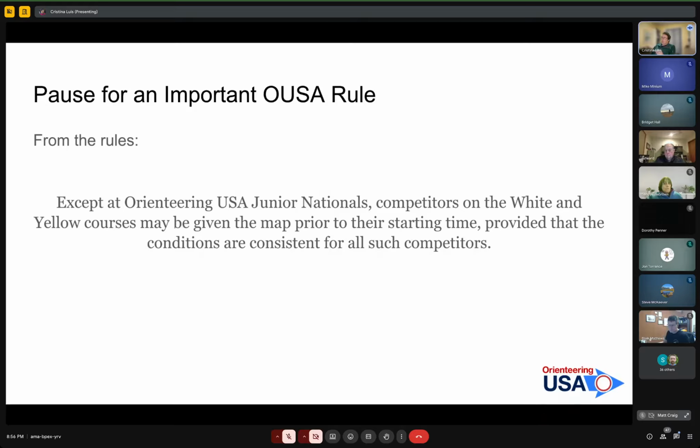Any more questions about this? This is actually one half of one rule. It's a second sentence in a 2-sentence rule. All right.